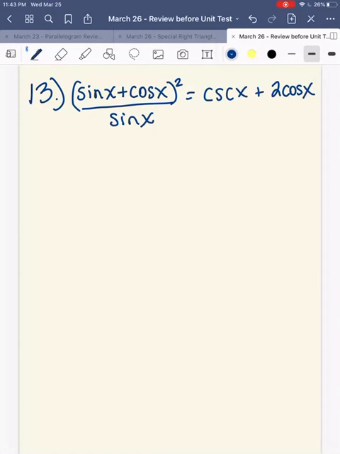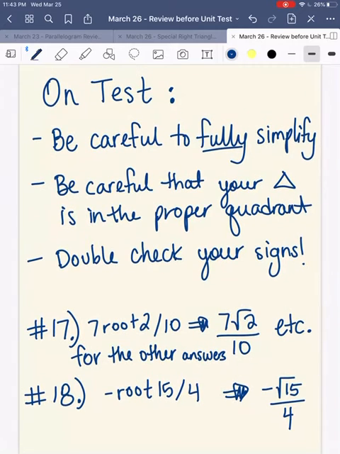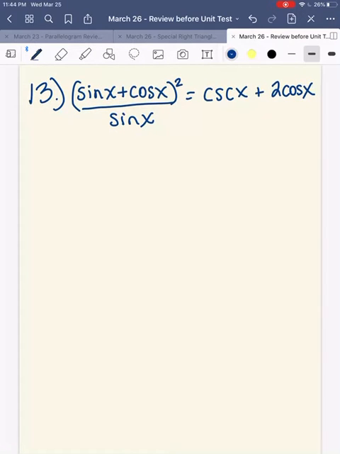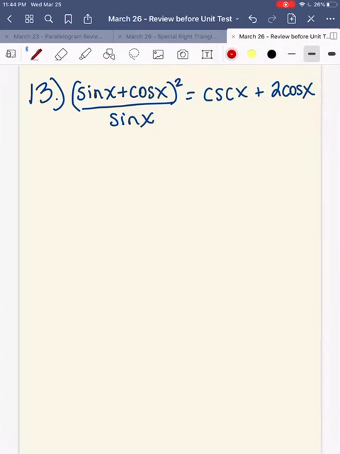Review was not too bad based on how we've reviewed thus far. The only question that some of you had issues on, I had about 3 or 4 people ask for number 13. So we're going to go over 13. And then I'm also going to give you some hints on the test. If you felt okay with 13, just fast forward until you see these tips. But if you needed help with 13, here's how we do it.